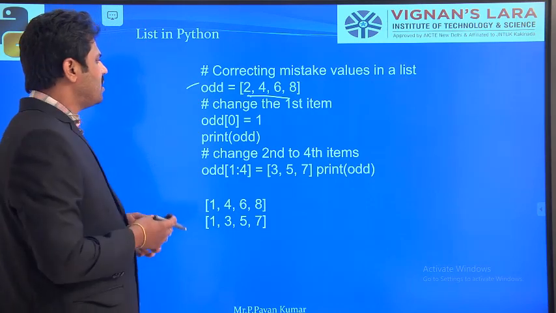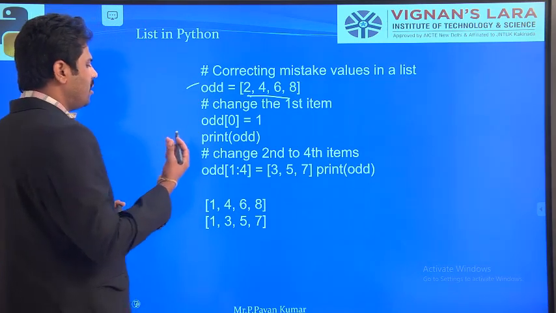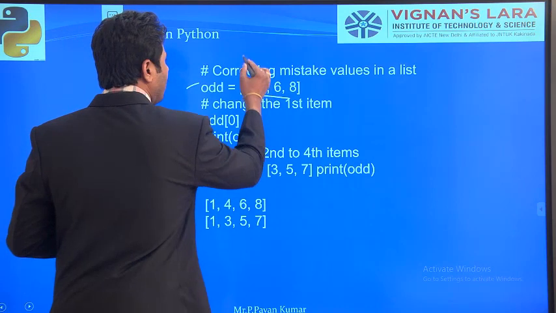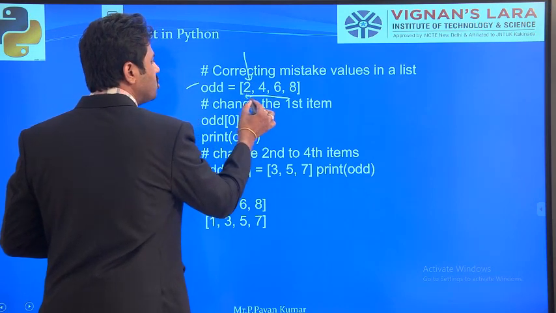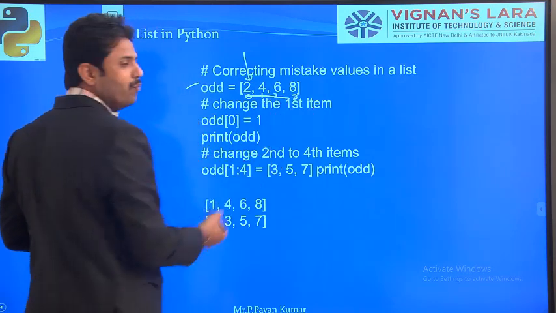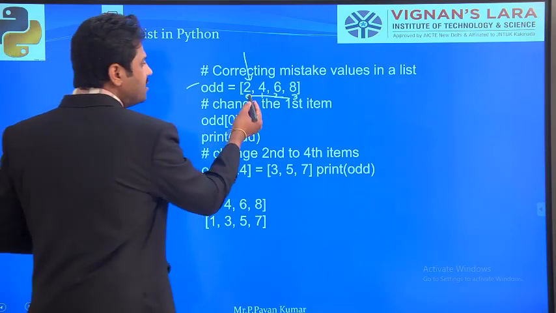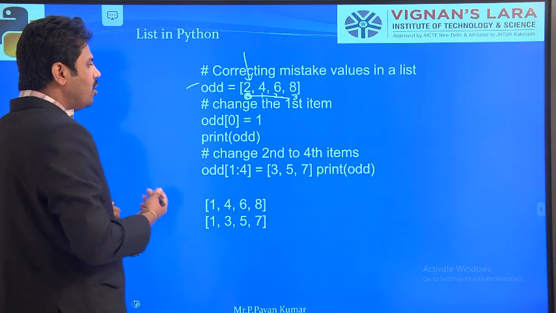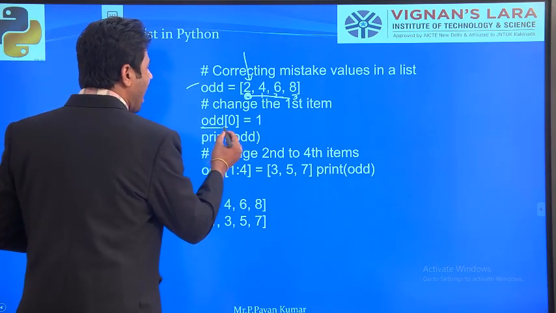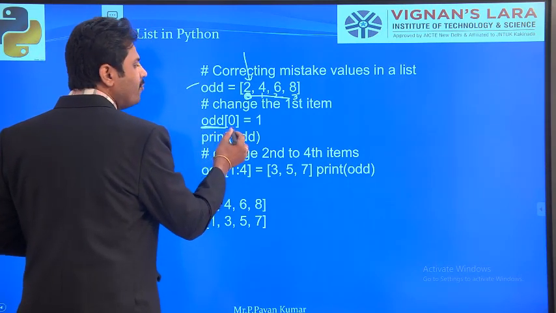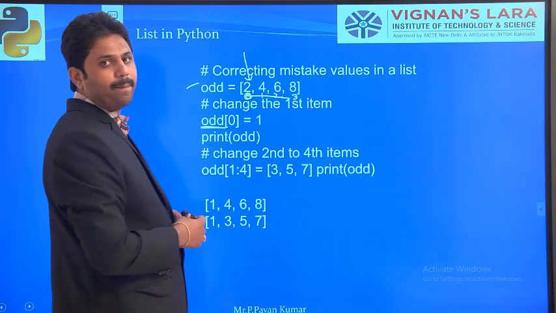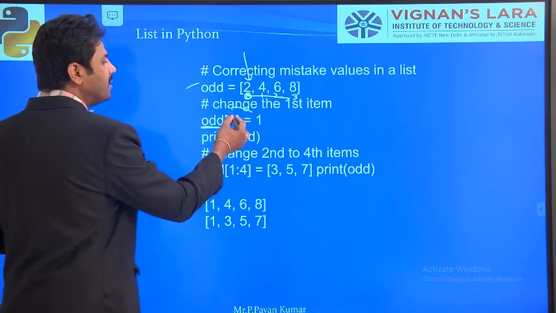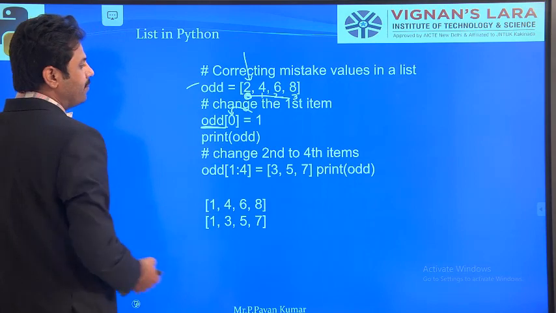So I want to change the first value in the list. That means I want to change the position 0. So this is the position 0, 1, 2, 3 we have. I want to change this 0 index in this list. You can change it like this: odd of 0 equals 1. That means you have replaced the position 0 with 1.